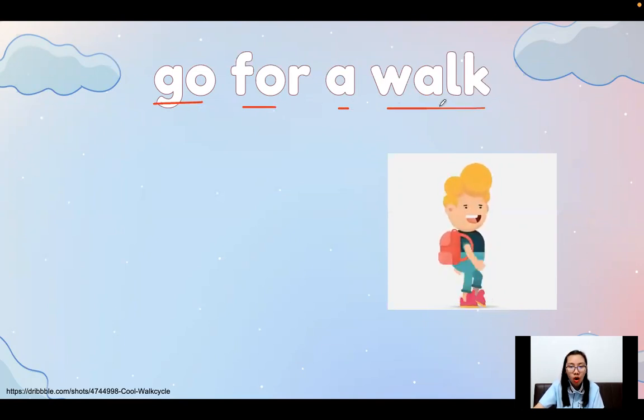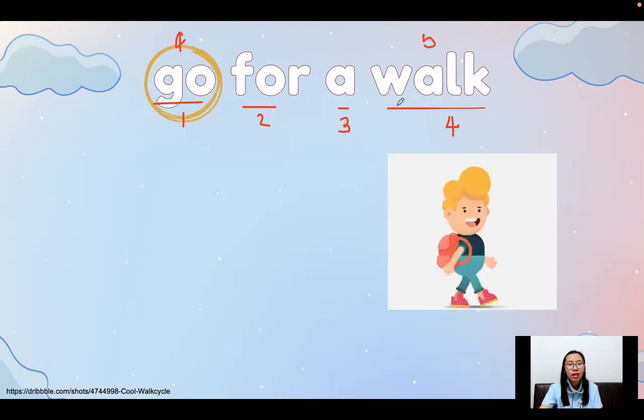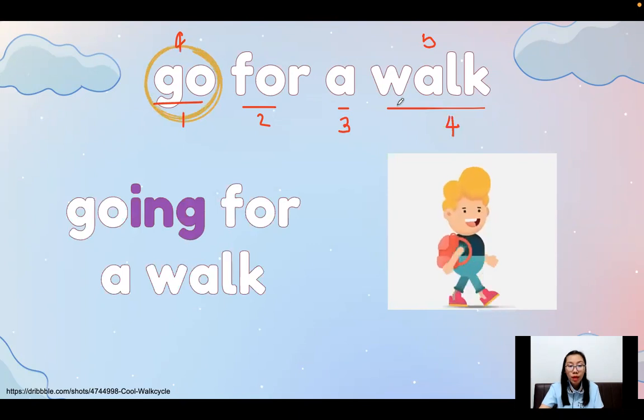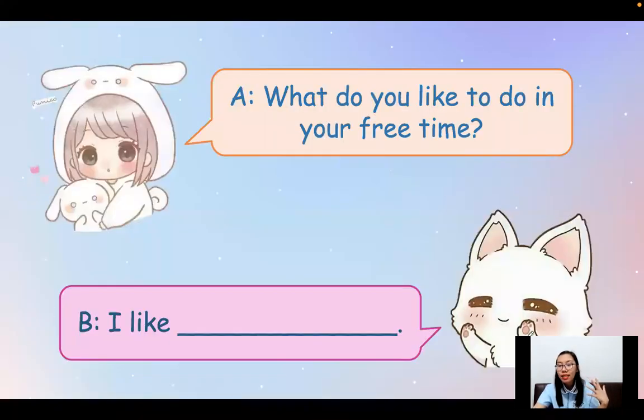And lastly, go for a walk. Now which is the verb? Walk is a verb as well, but which is the correct verb where we put ing? It's the first verb. We have verb A and then verb B. So we write the ing in the first verb. So we are going for a walk. Going for a walk. Okay, so that is how we answer with ing.